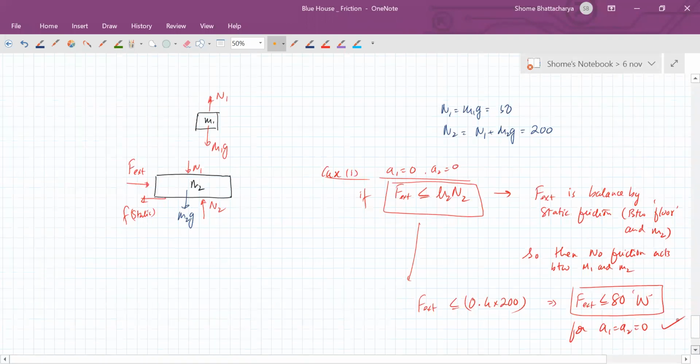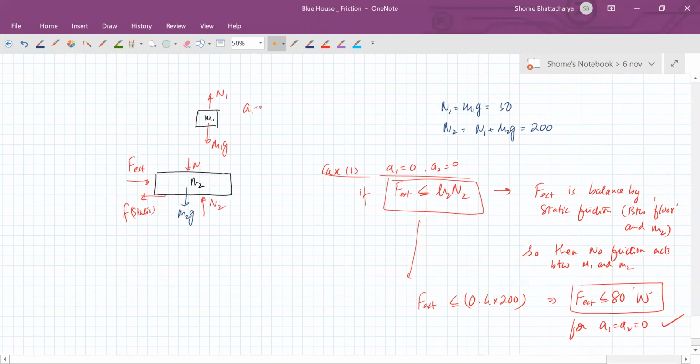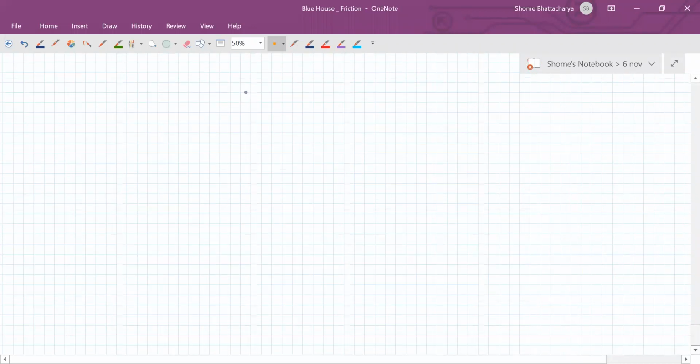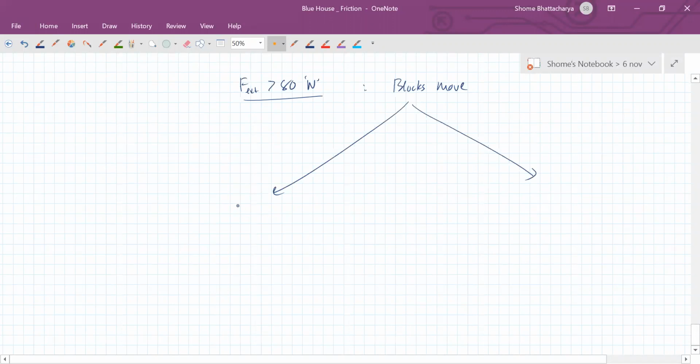Okay, so this part is clear to everyone, I hope. Now see what is happening. This is the case where the acceleration of this one is also 0, and the acceleration of this one is also 0. So this is no slipping for both. Now the moment F external becomes greater than 80 newtons, what happens? The blocks move. Now as they move, there are two possibilities. They can move together.